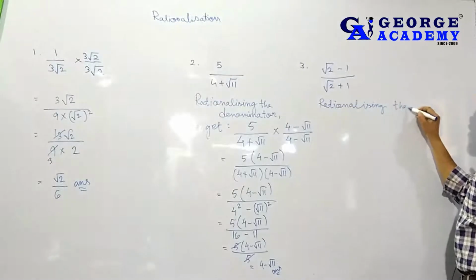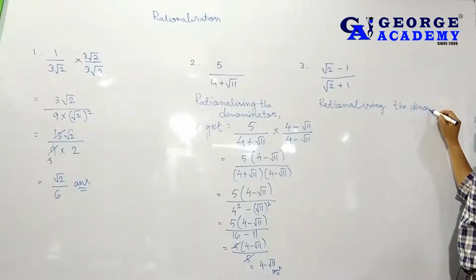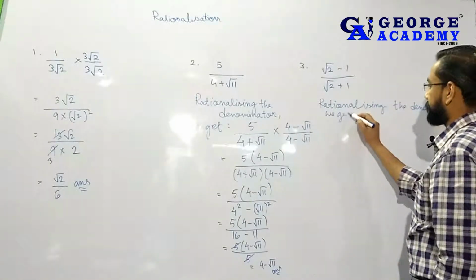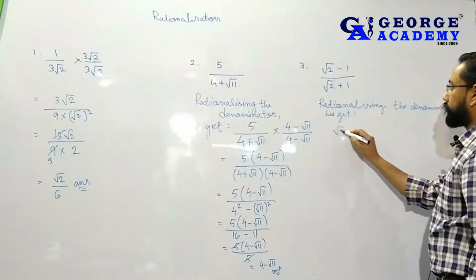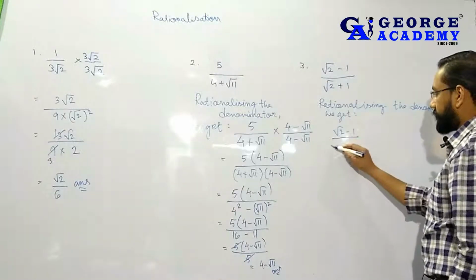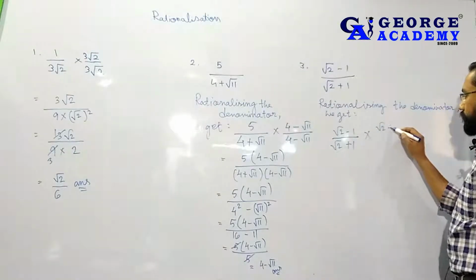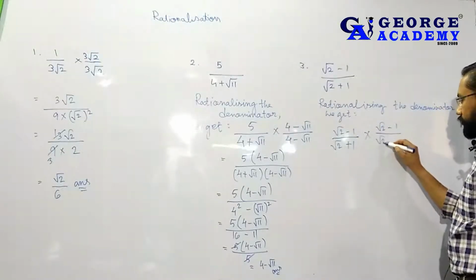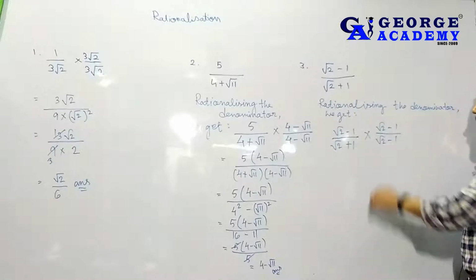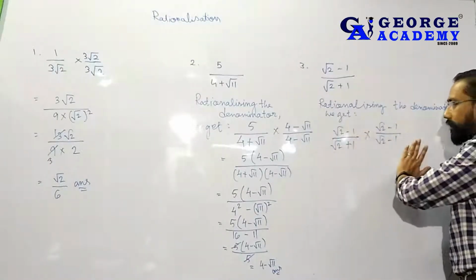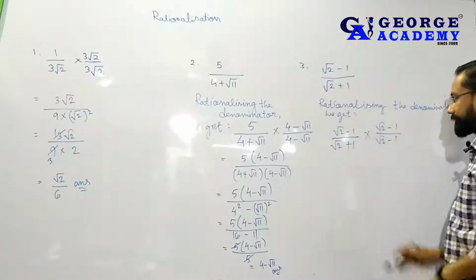the denominator, we get (root 2 minus 1) by (root 2 plus 1) into (root 2 minus 1) by (root 2 minus 1). Again the numerator and denominator are same, that means we are multiplying by 1, the value is not changing.